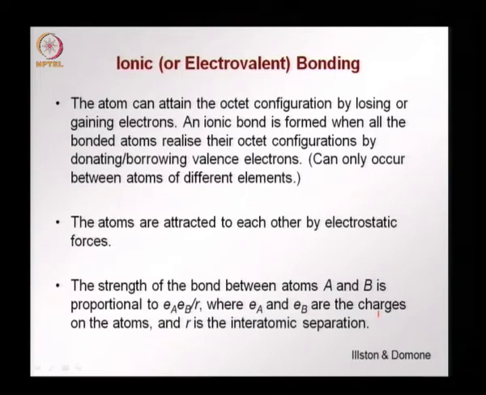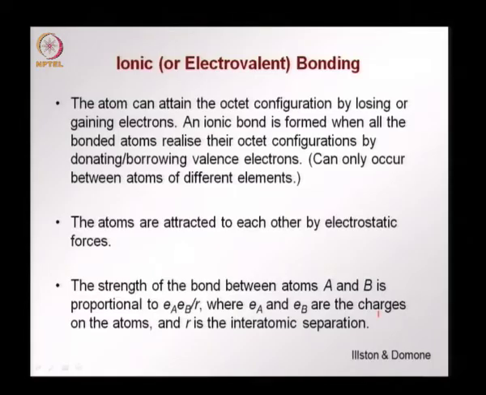So, in ionic or electrovalent bonding, what we see is the atom can get the octet configuration either by losing or gaining electrons. An ionic bond is formed when all the bonded atoms reach their octet configurations by either donating or borrowing valence electrons, and this obviously can only occur between atoms of different elements, because atoms of the same element will have the same valency and an ionic bond cannot form between them.